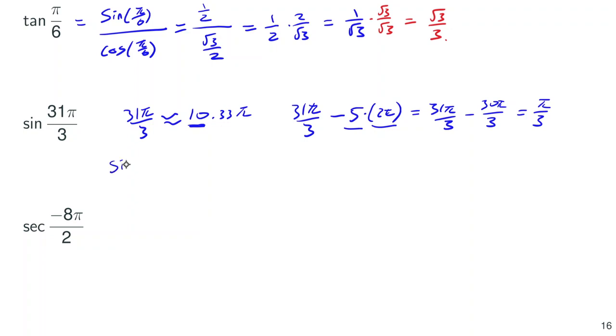So on the unit circle, we need to find this, which is square root of 3 over 2. Because of the coterminal angle, sine gives us the same value. Sine of 31 pi over 3 equals sine of pi over 3, which is square root of 3 over 2.